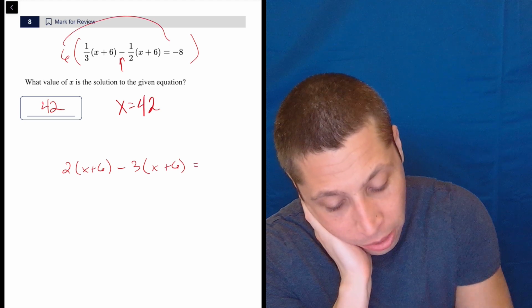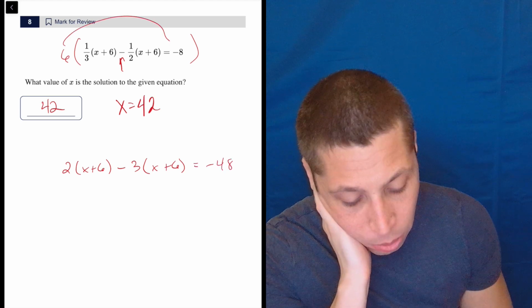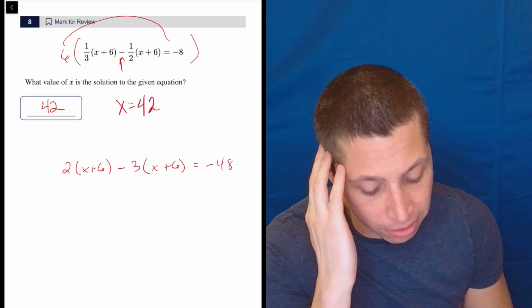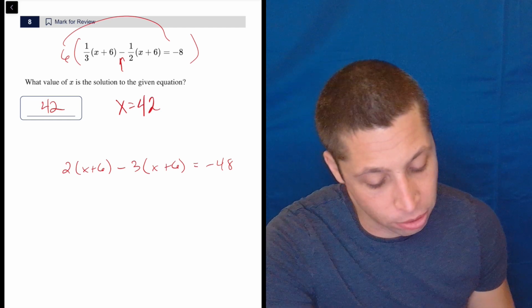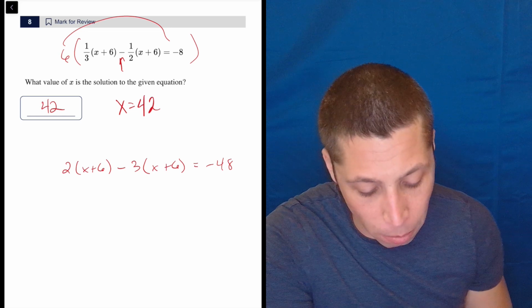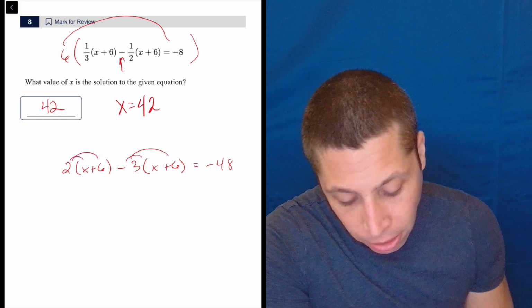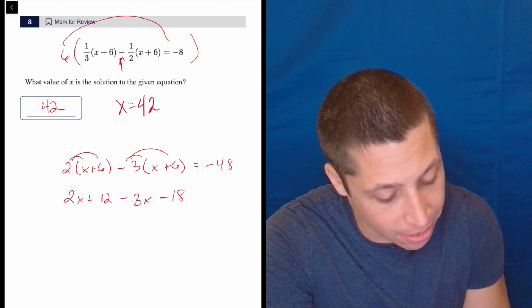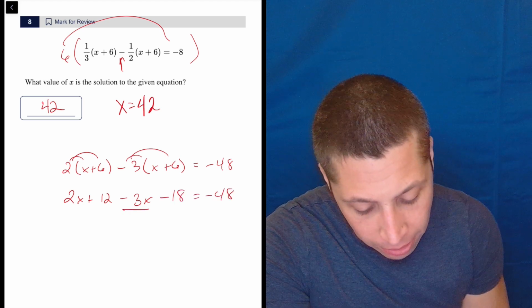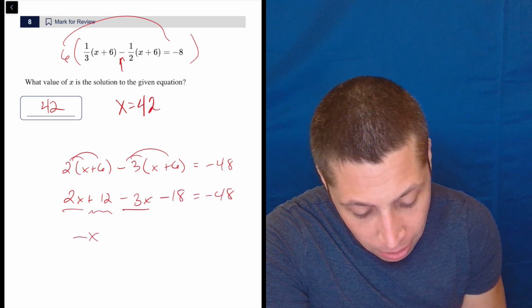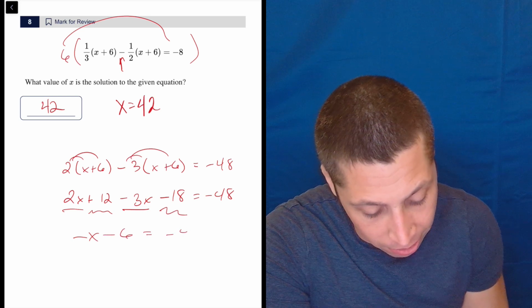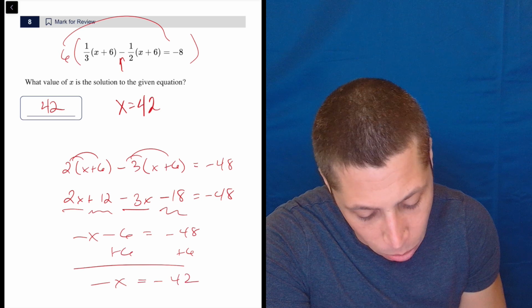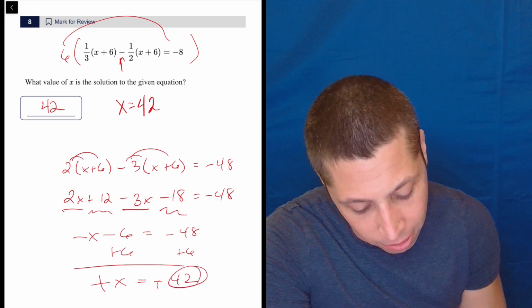And then remember, this is where it gets tricky. You got to multiply that as well. That's -48. There's a shortcut we could do here. We could, since x plus 6 is the base of both of these things, you could just kind of subtract otherwise. But I think at this point, most of you are going to be deep enough into algebra that you're going to just distribute anyway. So 2x plus 12 minus 3x minus 18, another opportunity to make a mistake. And then combine like terms, that's -x minus 6 is -48, add 6, -x is -42, and then get rid of the negatives, and there it is, 42.